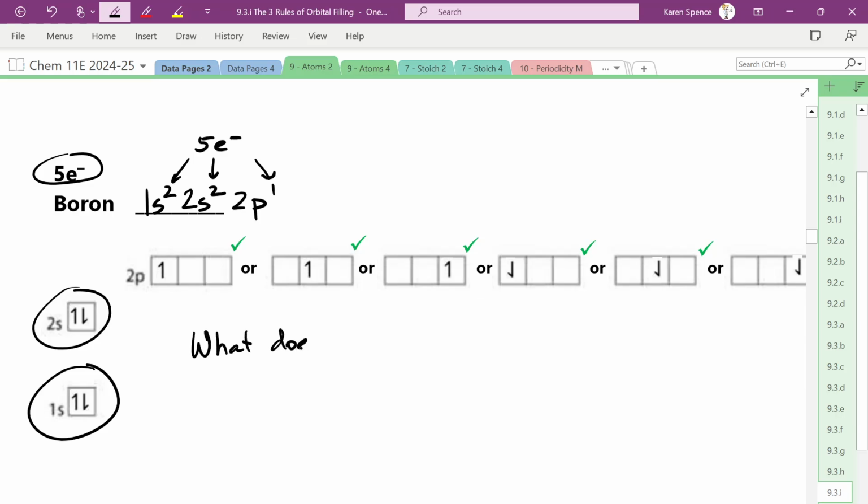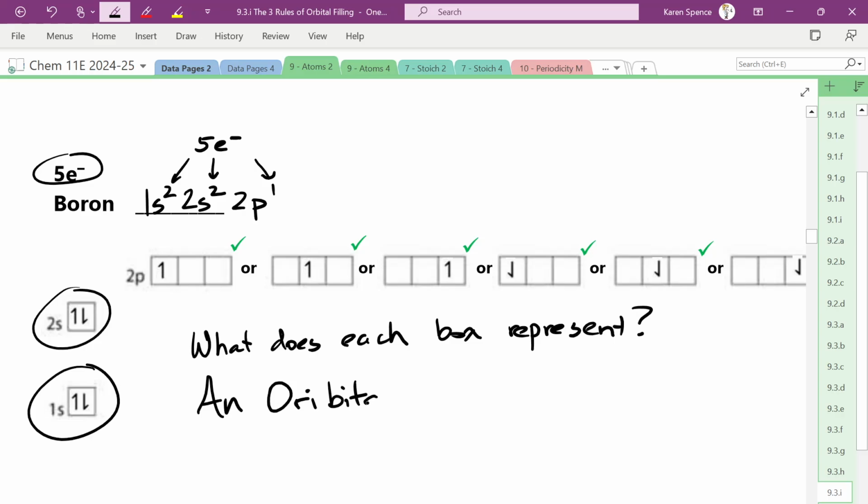What does each box represent? Tell your partner. And if you didn't hear it, Tony said, orbital. What does this set of 3 boxes represent?